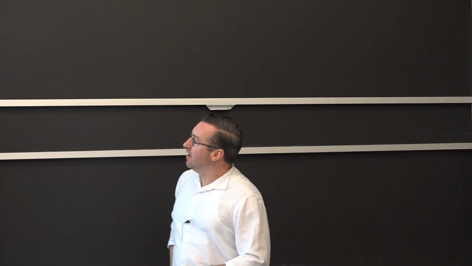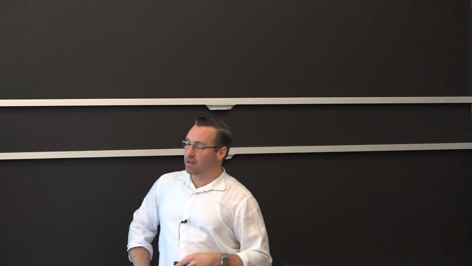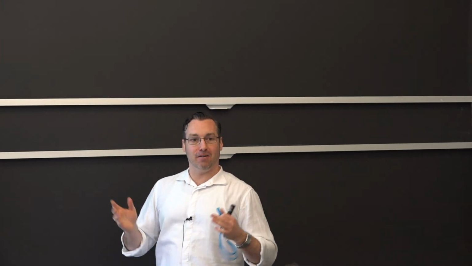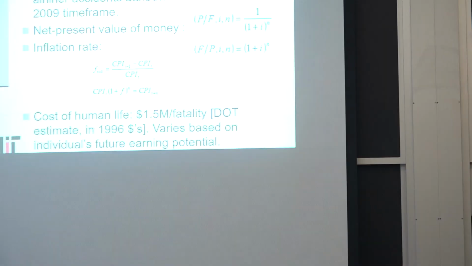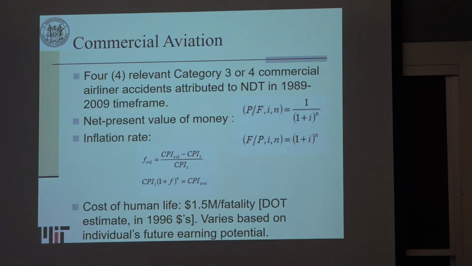And then this value of approximately $1.5 million for a life, that's the value that the Department of Transportation estimated a human life was worth in 1996. That number can vary greatly depending on who the person is and the potential loss of future earnings. So I guess for the Sioux City, Iowa case, it was basically an order of magnitude. Like one individual, they placed $15 million on, whereas the average is about 1.5 million.